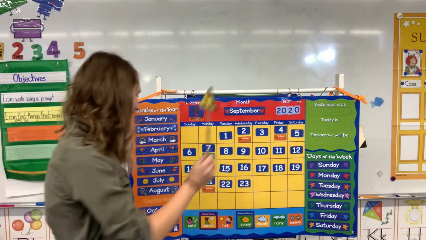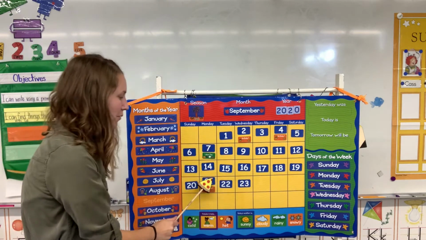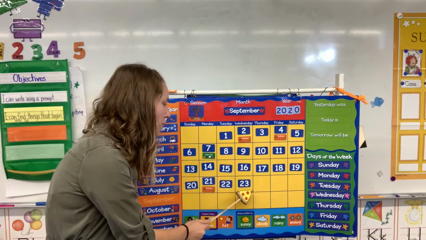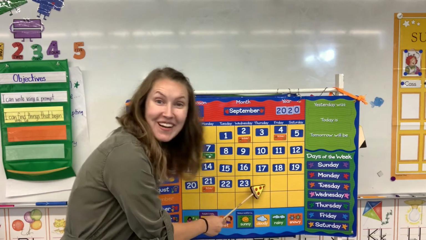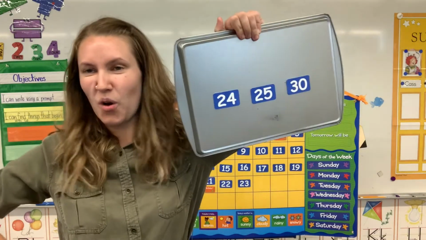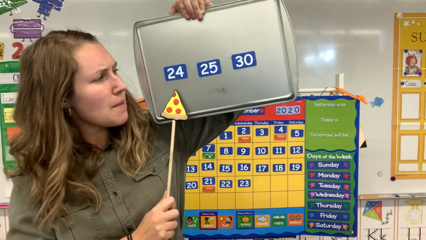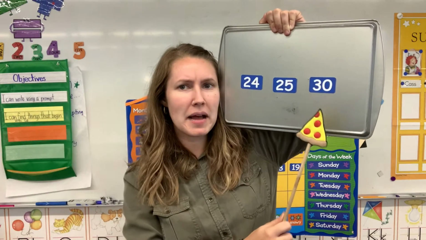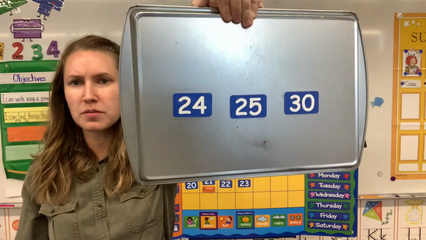18, 19, 20, 21, 22, 23, 24. Okay, now which number is 24? Is it my first number, my middle number, or my last number? Which one shows me 24?